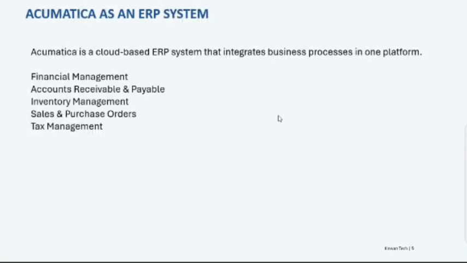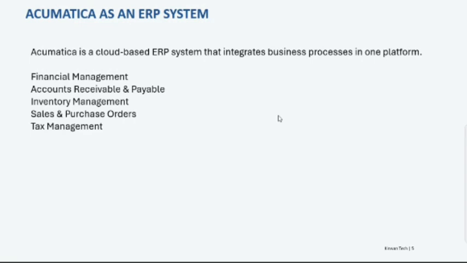Because in this video we shall focus on Acumatica ERP as the core, when it comes to Acumatica as an ERP system, Acumatica is a cloud-based ERP system that is integrated with business processes in one platform. So Acumatica is a cloud-based ERP. It means that a lot of your data will be stored in the cloud, so even losing this data is close to impossible.